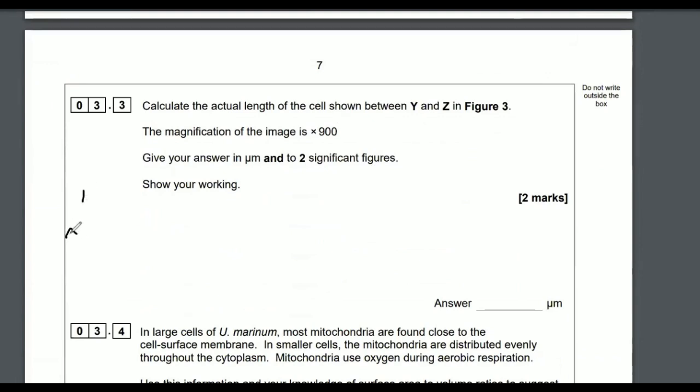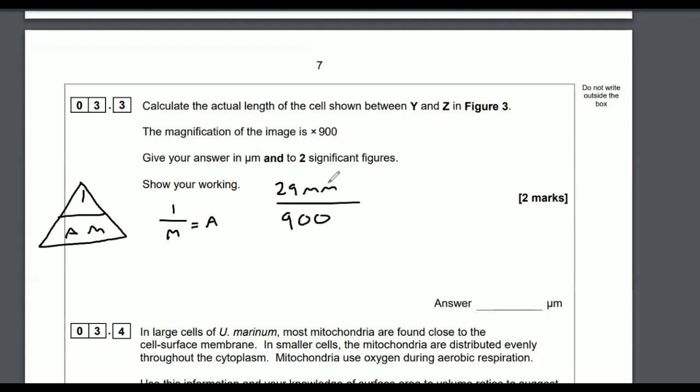So what you do here is you'd use your I am equation, which is image size over actual size equals magnification, or whack it in a triangle. And so you want to do the image, which is always the thing you measure with your ruler. You'll never be measuring the actual size, not unless you had some sort of tiny ruler. So it's 29 millimeters over 900. Then we need to realize that the units aren't the same. So I need to convert the millimeters to micrometers. So I times by 1,000, and that makes 29,000 divided by 900. And you should get 32.2 or something. And then you're going to round that because it asks us for 2 sig figs to 32.